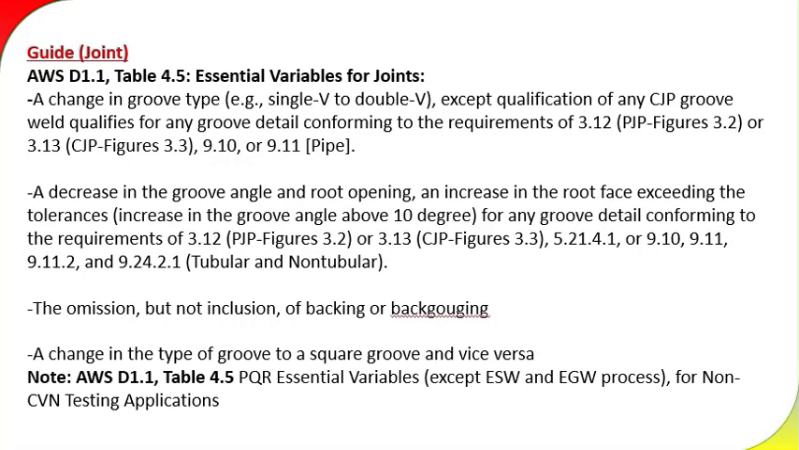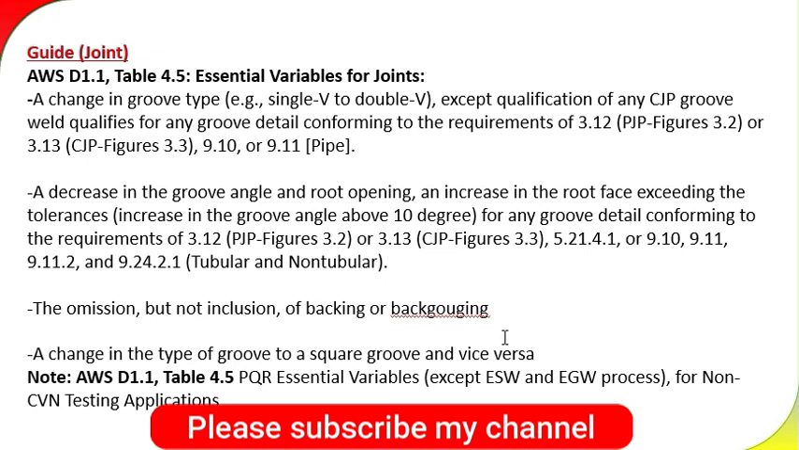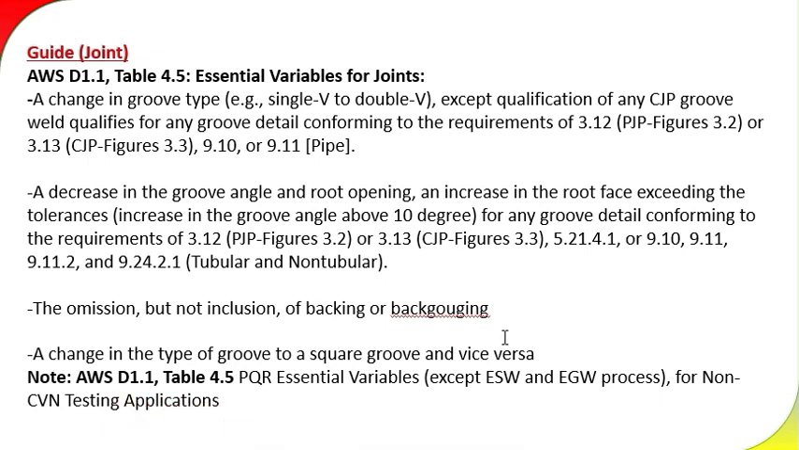Now joint. What is also the essential variable for joint? You have to get it from here. If there is a change in groove type, then we need to make a new PQR. A decrease in the groove angle, or a change in root opening, means you have to change the WPS. The omission, but not inclusion, of backgouging or backing: if there is a need to change the WPS, then you need to make the PQR. A change in the type of groove, or vice versa, means you need to make the new PQR.